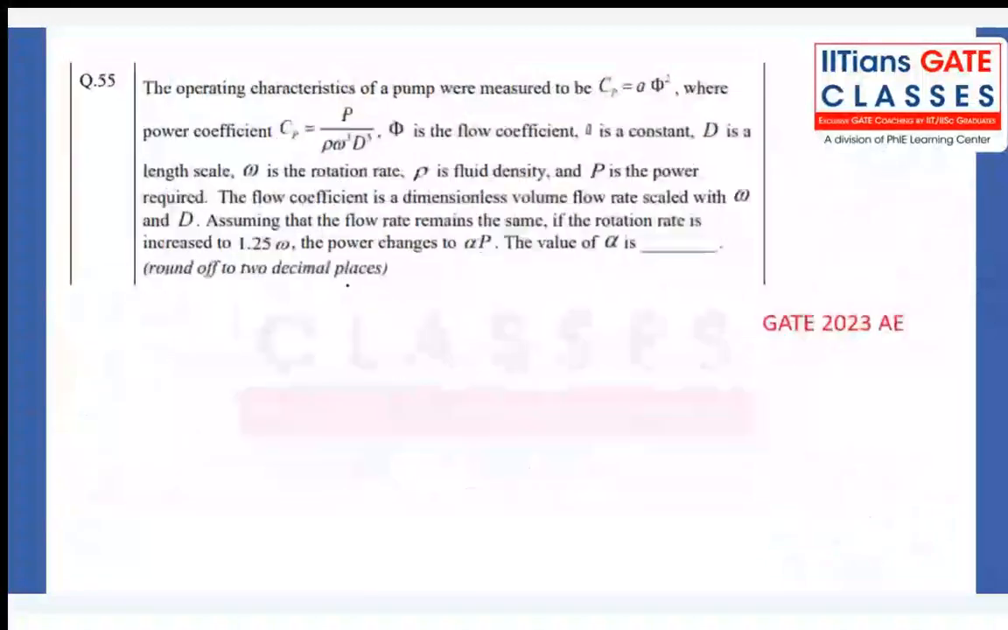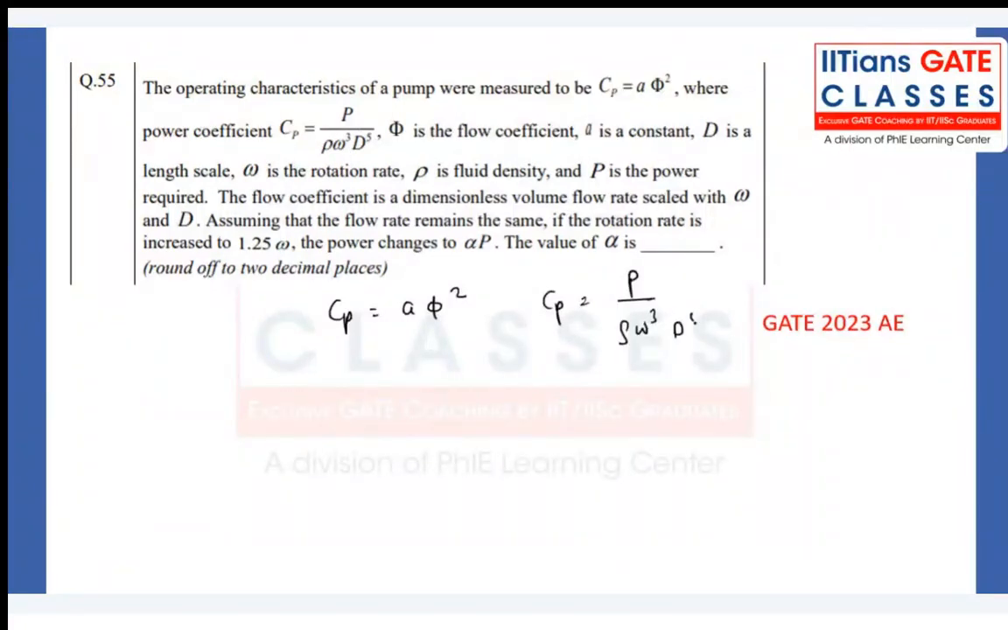Now try to see this question. One of the good questions. The operating characteristic of a pump is given as Cp equals A into phi square, and Cp is given as P by rho omega cube D power phi, where phi is the flow coefficient and A is constant. D is the length scale, omega is the rotation rate, rho is the fluid density, P is the power required.